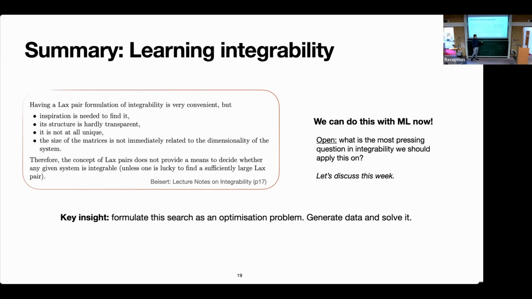And again, the key insight for this whole story is to formulate this search for Lax pairs as an optimization problem: to write down a loss function which you can optimize, so you can generate data simply from the system and solve this optimization problem. Good. Questions on this part?